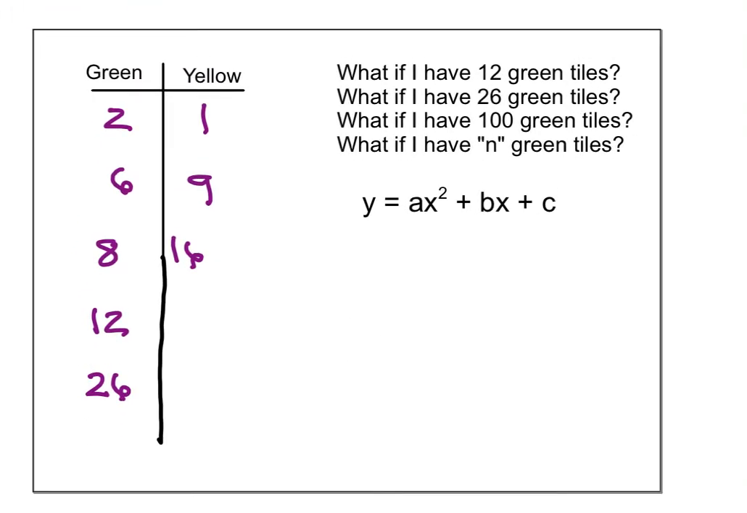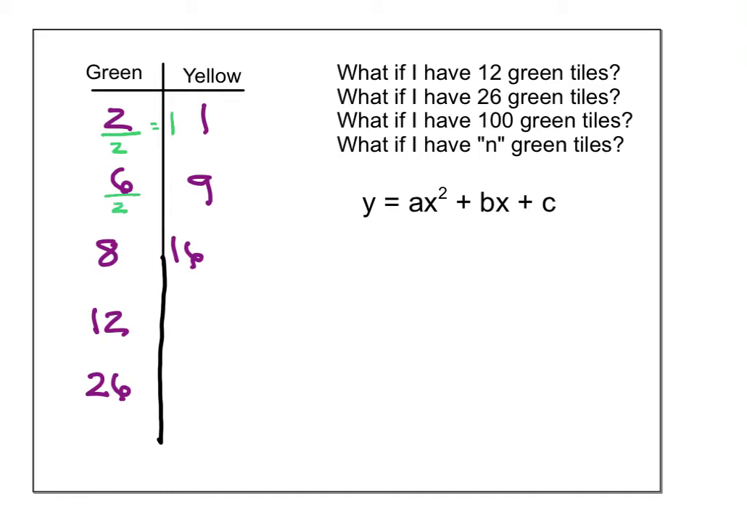Now, have you figured out a pattern? Could you see some sort of pattern? I don't have a picture for everything, but what if I had 12 green tiles, 26 green tiles, 100 green tiles, or n number of green tiles? Could I find a pattern to figure out how many yellow tiles I need? Well, let's see. For this first one to go from green to yellow, well, that did it. I just divided by 2 and I got the number of yellow tiles.